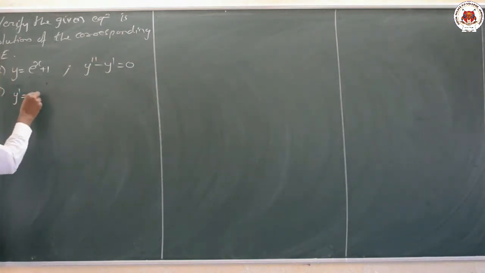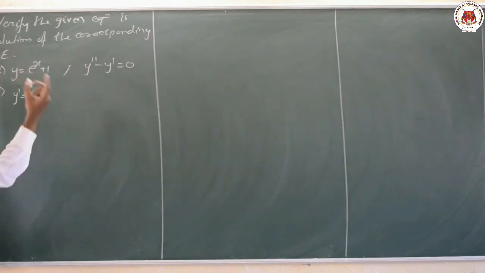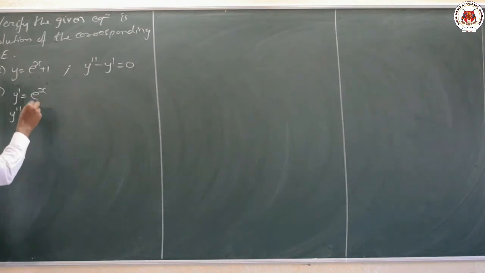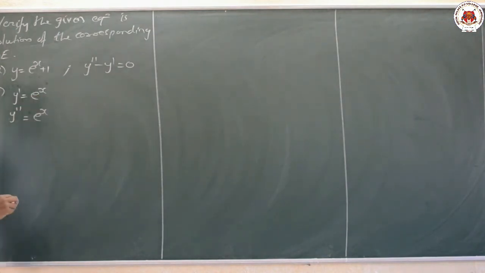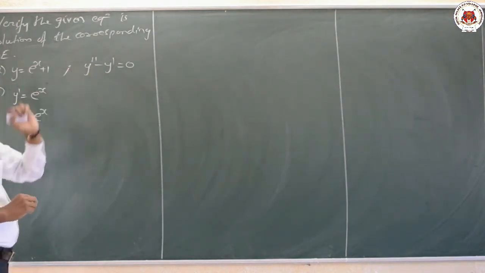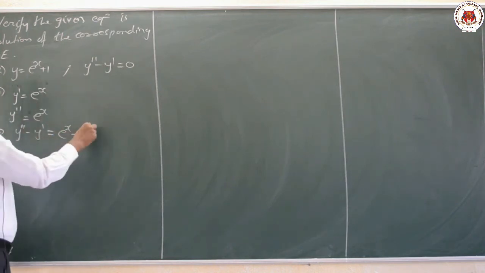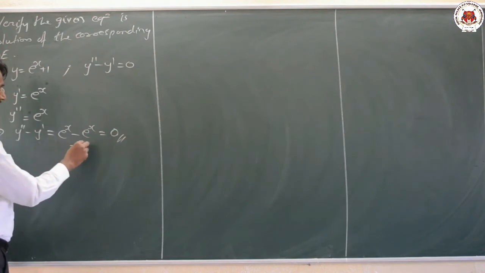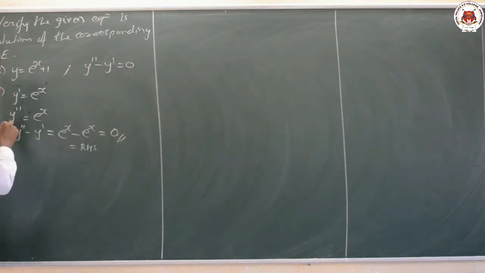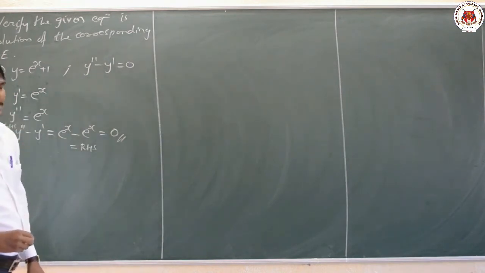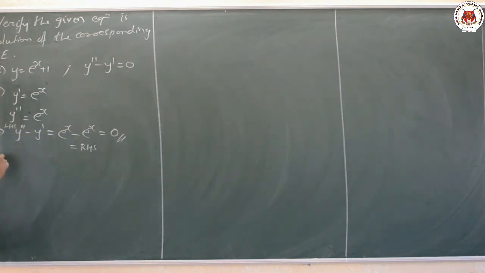That means here y dash equals e raised to x, because the differentiation of 1 is 0. Similarly, y double dash is e raised to x, since the differentiation of e raised to x is e raised to x only. You put all these three values here. That implies y double dash minus y dash equals e raised to x minus e raised to x, and the value will be 0. That is nothing but the RHS of the given differential equation. Very, very simple problem.